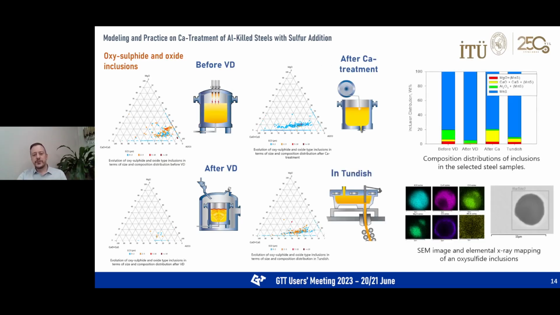Some investigations were performed on the lollipop samples to see the morphology and chemical analysis of inclusions. Oxysulfide and oxide type inclusions in the samples were detected in terms of size and composition distribution and displayed in these ternary plots, and statistical results were plotted to the inclusion distribution graph. It can be concluded that, according to these investigations, the practical findings could be explained by the results of the model calculations.